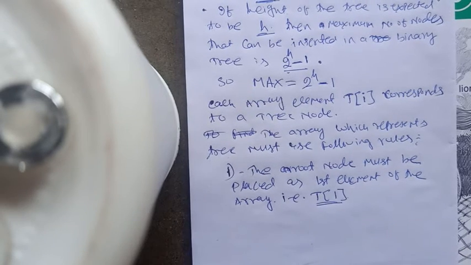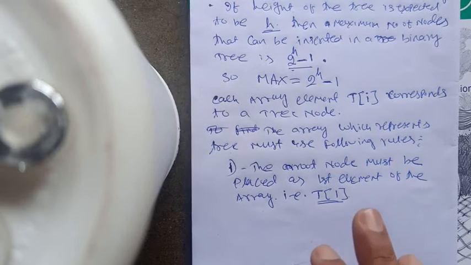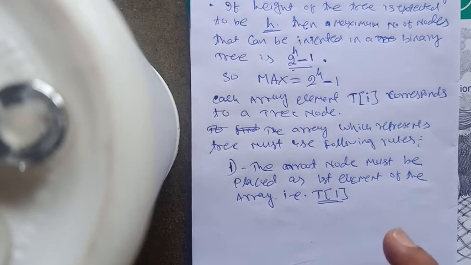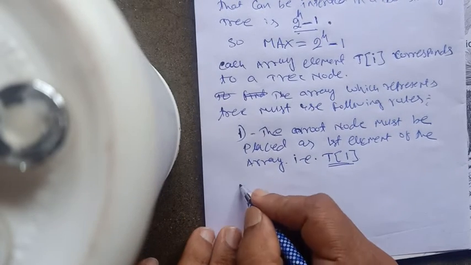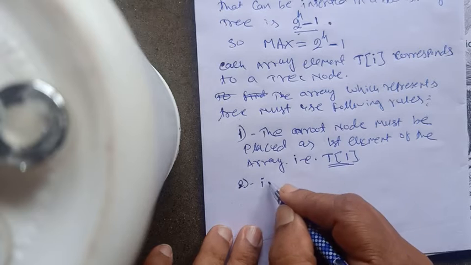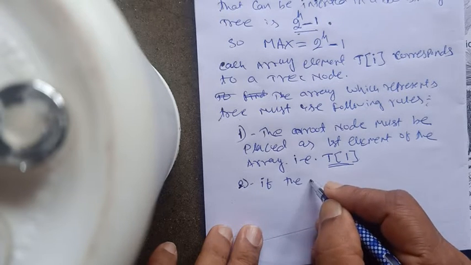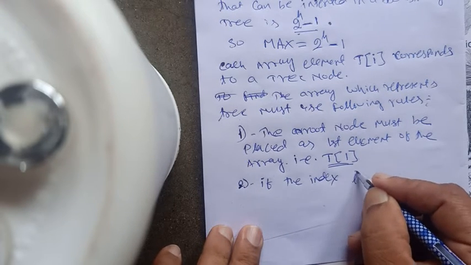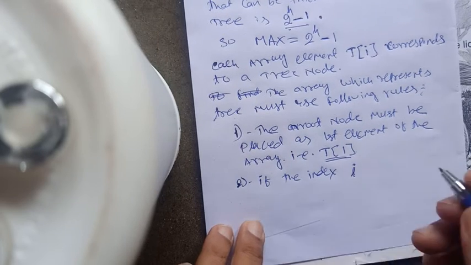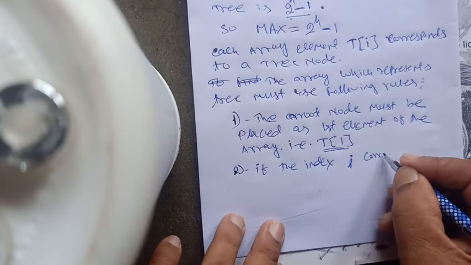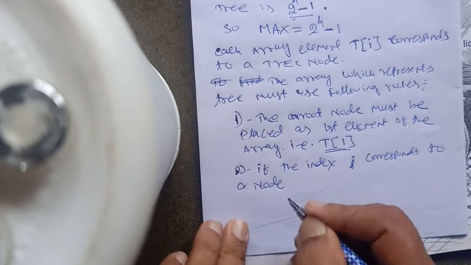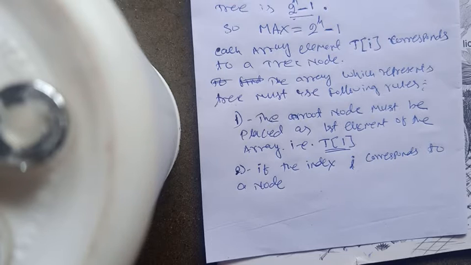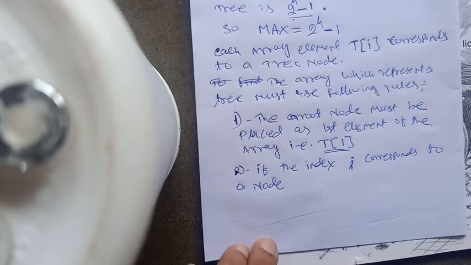Whatever value appears in the first element of the array t1, that value is supposed to be the root node. Clear? Second rule: let's say I is an index to the array t. If the index I corresponds to a node, then every node must have some children if it is not a leaf node, or it must have one parent if it is not a root node.